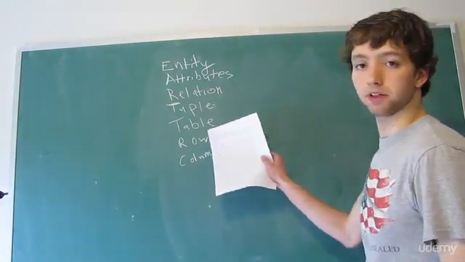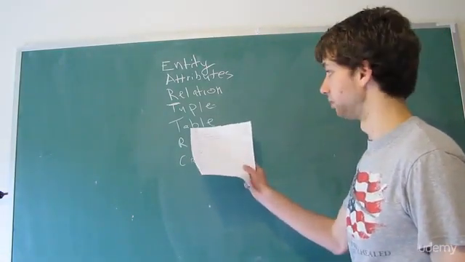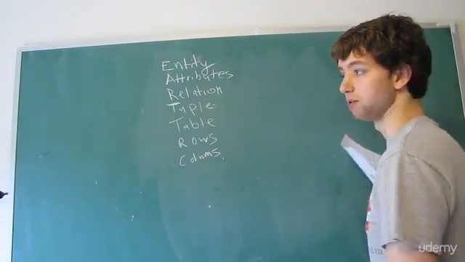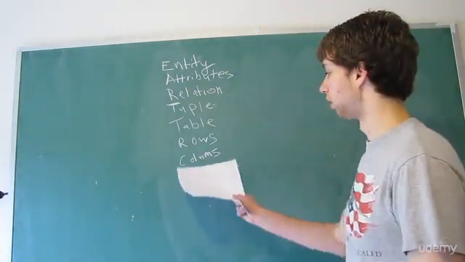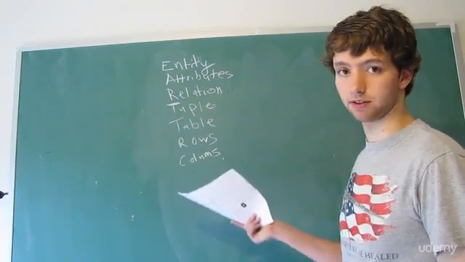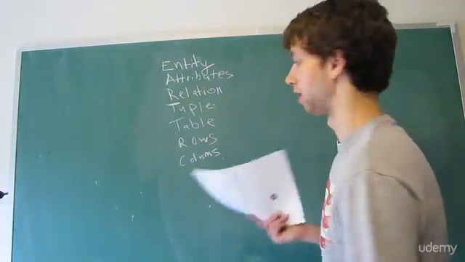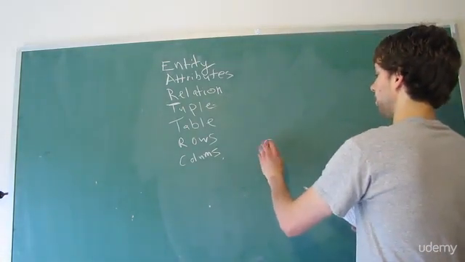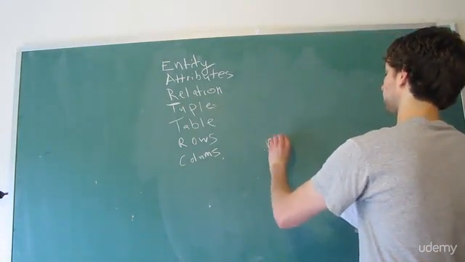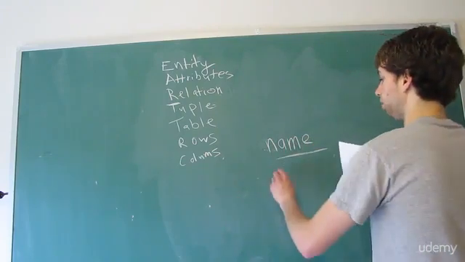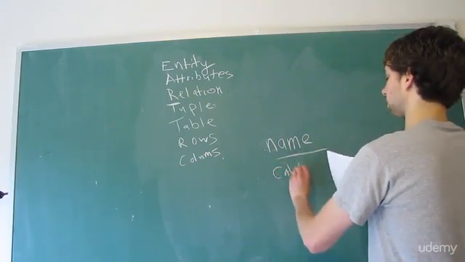The rows would be a specific individual entry within our table. So like that guy we just drew, all of his values would be his row. The columns are a specific attribute of that person, such as a name. This is the column where we would put the value Caleb.